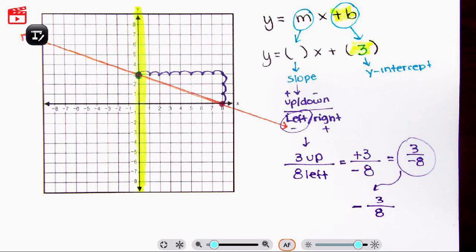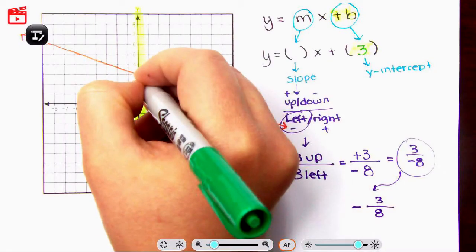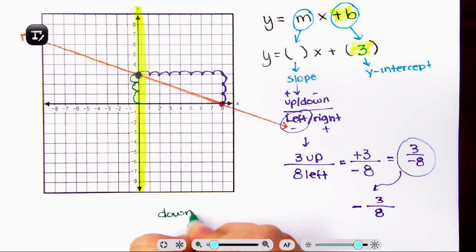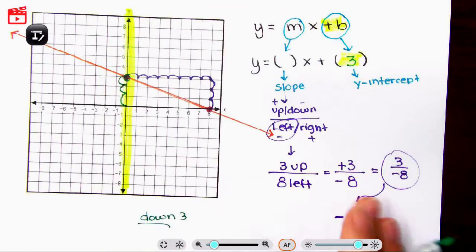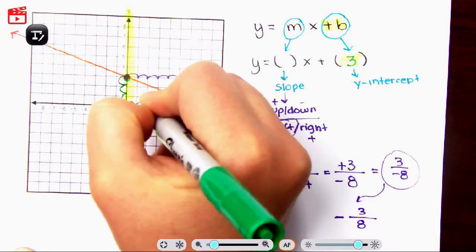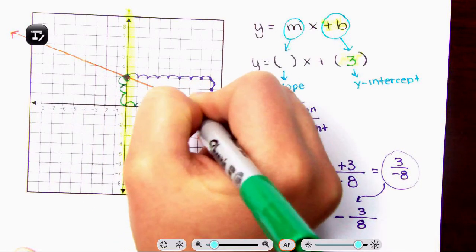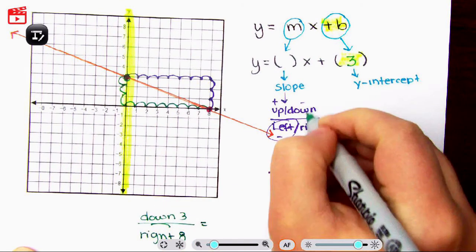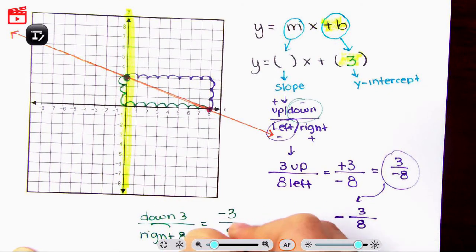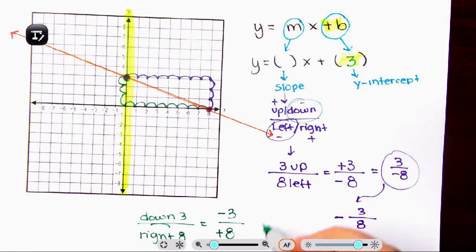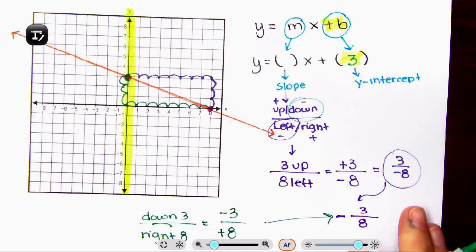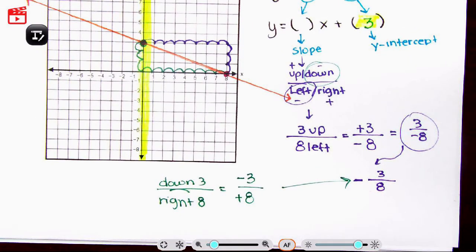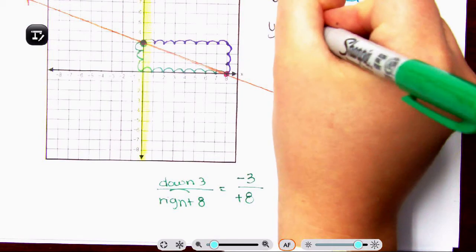Now if you decided to do it the other way, that's the same thing. If I wanted to go down 3, so I go 3 down, and I go to the right, 1, 2, 3, 4, 5, 6, 7, 8. Down is minus, so I have a minus 3 over positive 8. Again, same thing. It doesn't matter if you go up, down, left, right to your second point, it's going to give you the same answer. So I'm going to write negative 3 eighths.